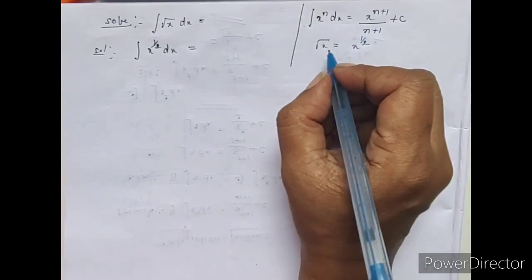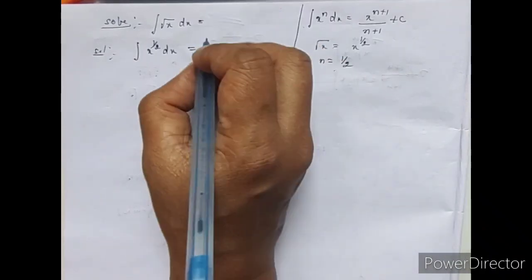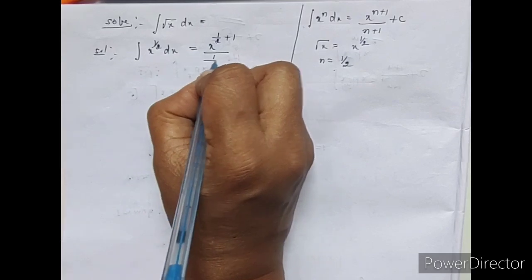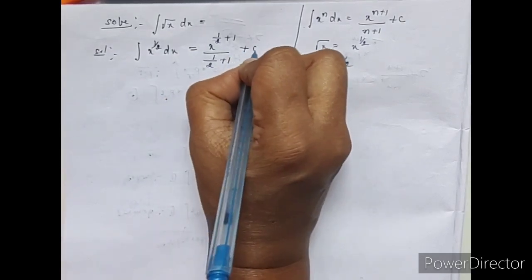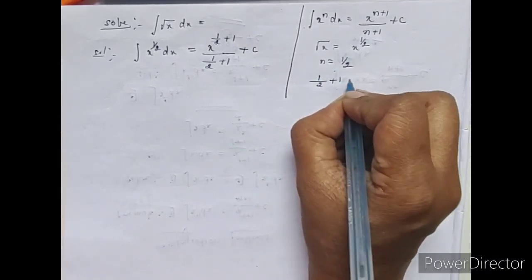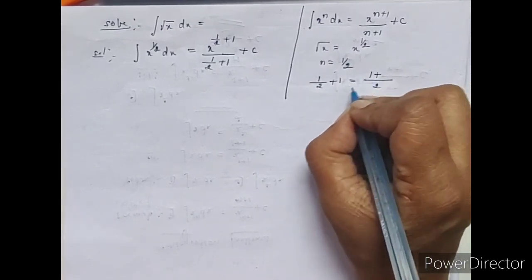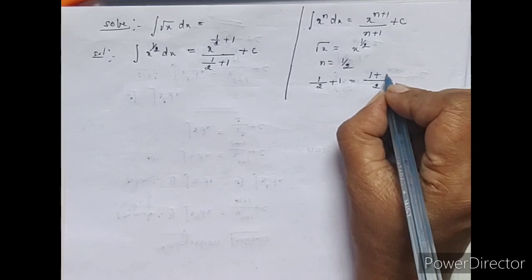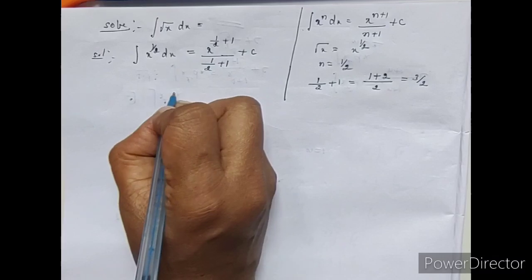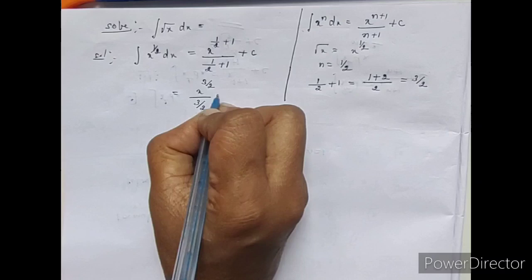Now applying the formula, when you compare, n is 1 by 2. Therefore, it is x to the power of 1 by 2 plus 1 divided by 1 by 2 plus 1, plus the constant of integration c. Now you simplify 1 by 2 plus 1. When you take the common denominator as 2, it is 1 by 2 plus 2 by 2, which is 3 by 2. So, that is x to the power of 3 by 2 divided by 3 by 2.